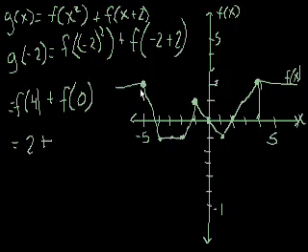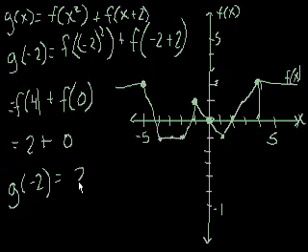Well, and just as a reminder, this is the definition of f. We didn't define it in terms of an algebraic expression. We defined it in terms of an actual visual graph. So what's f of 0? F of 0 is 0. When x is equal to 0, f of 0 is 0. So it's 2 plus 0. So g of negative 2 is equal to 2.